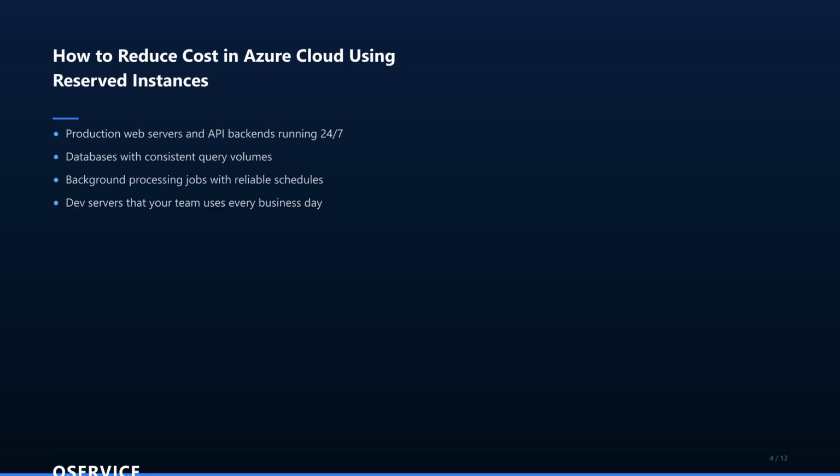The mechanism is simple. You commit to using a specific VM size in a specific Azure region for either 1 year or 3 years. In exchange, Microsoft gives you a significant discount over the equivalent on-demand rate. You pay for the reservation whether or not the resource is running, so this only makes sense for workloads with predictable, sustained usage.